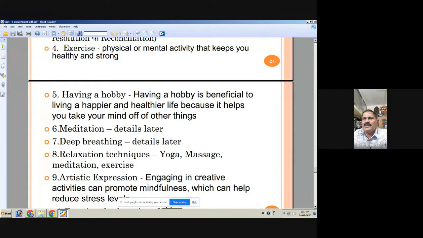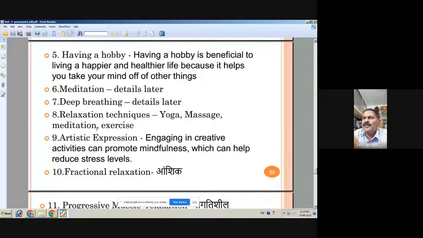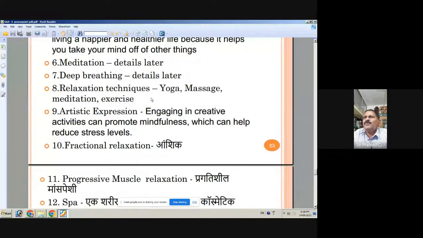Next is meditation and deep breathing. We will explain that in the last part of the unit. Another is relaxation technique, that is yoga, massage, meditation, and exercise. You know that if you engage yourself in yoga, or massage, or meditation, you will do exercise, then automatically you will get relaxation.